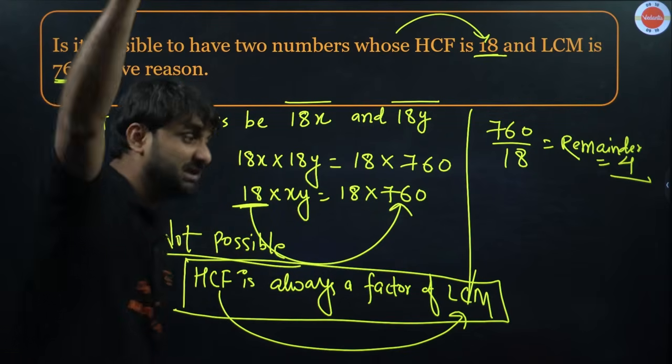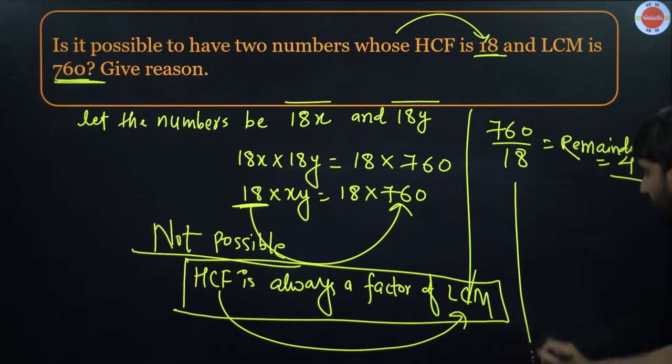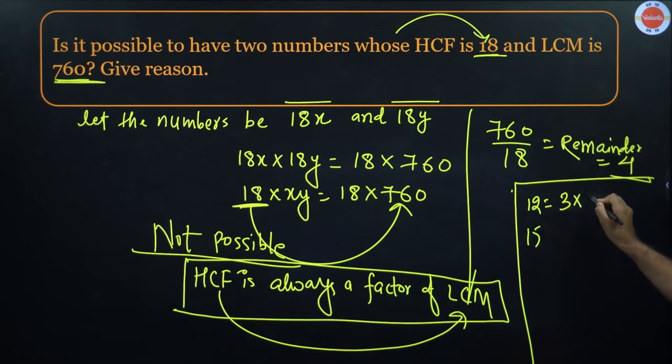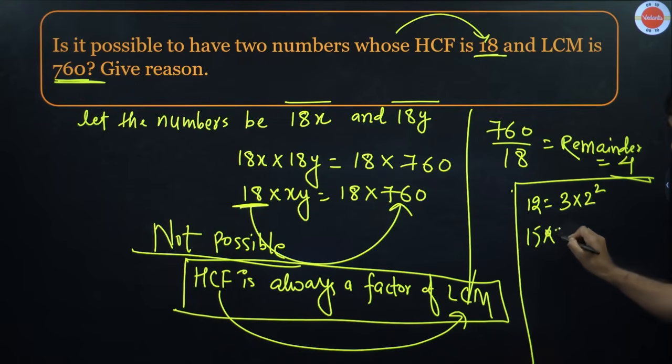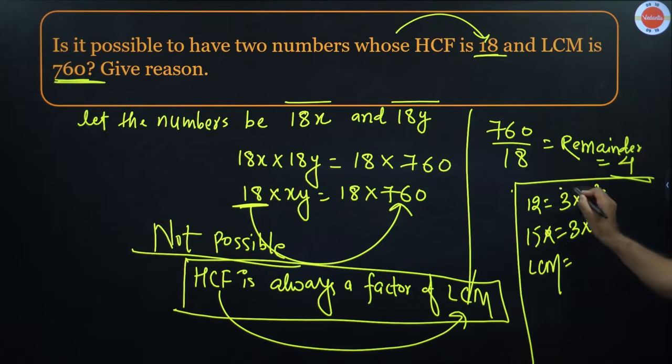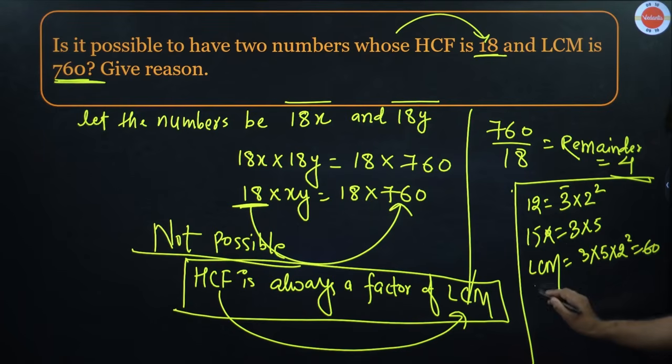Any numbers you can check this with. Let's take an example: 12 and 15. For 12 we can write 3 into 2 square. For 15 we can write 3 into 5. So what is the LCM here? LCM will be 3 into 5 into 2 square, which is 3 into 5 into 4, that is 60. This is the LCM, 60, and the HCF is 3, because only 3 is common.